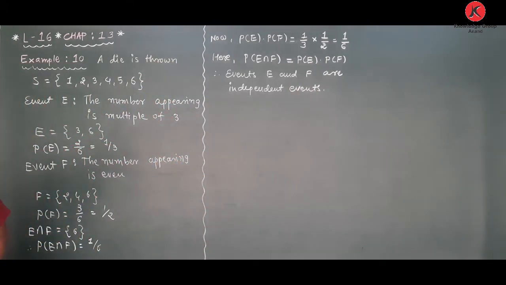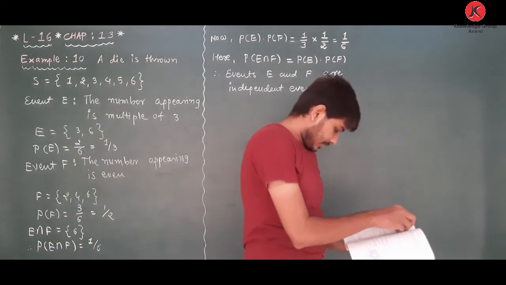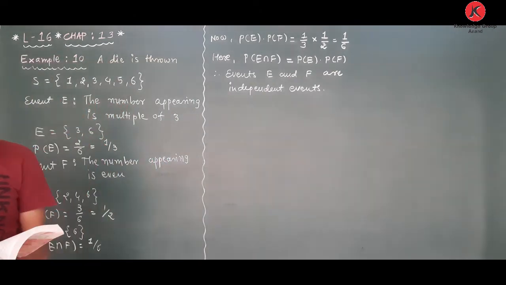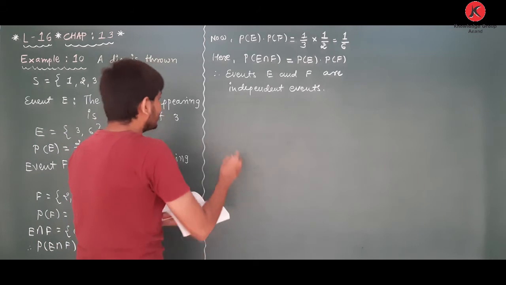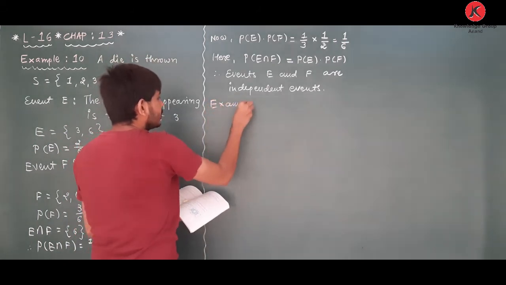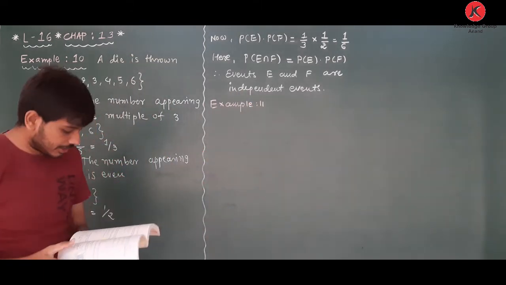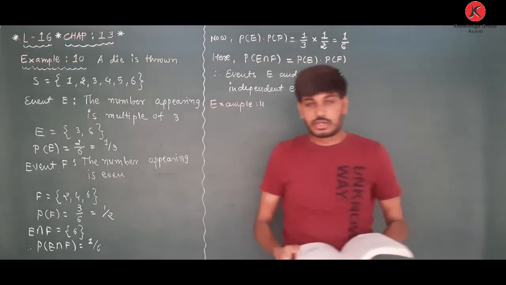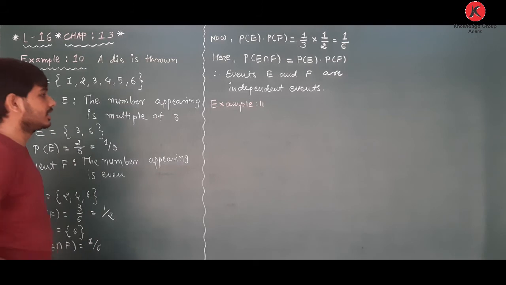Now we are going to solve example number 11, which is also an easy question, not much hard. Example 11. In this question, an unbiased die is thrown twice.